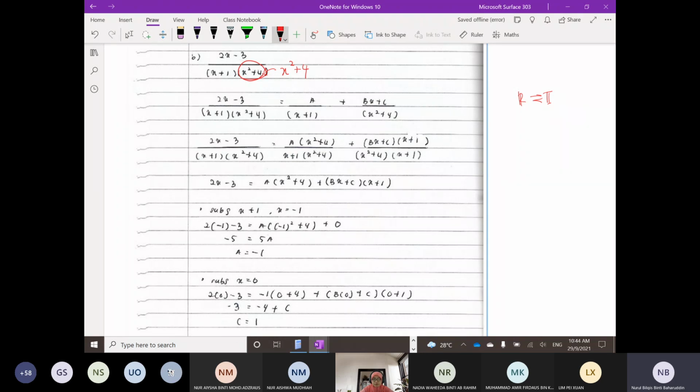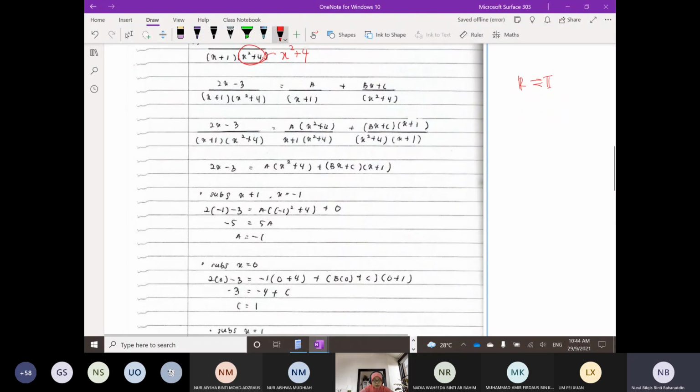Okay, Aishwa, boleh? Make sure you check your quadratic whether can be factorized or cannot be factorized. Check dulu, jangan assume. Cannot simply assume. Okay. So Aishwa, can you proceed?